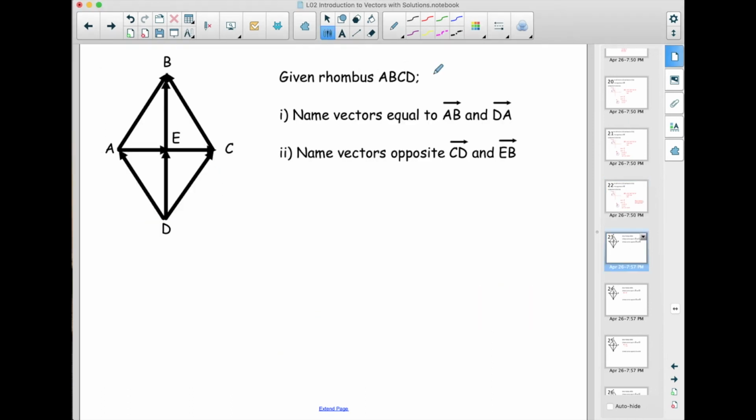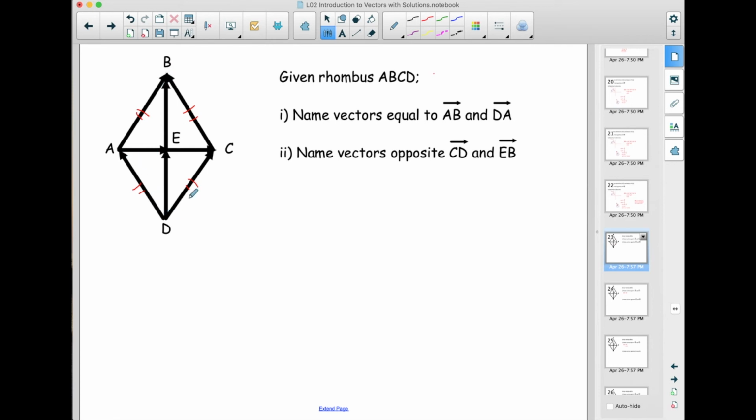So the previous example was looking at magnitudes and directions, and this next example is going to review the other concepts we discussed, which were equal and opposite vectors. So we now have a rhombus, and given that it's a rhombus, remember what that means: all of the sides are equal in length. So name vectors that are equal to AB and vectors that are equal to DA. Remember, AB runs like that.